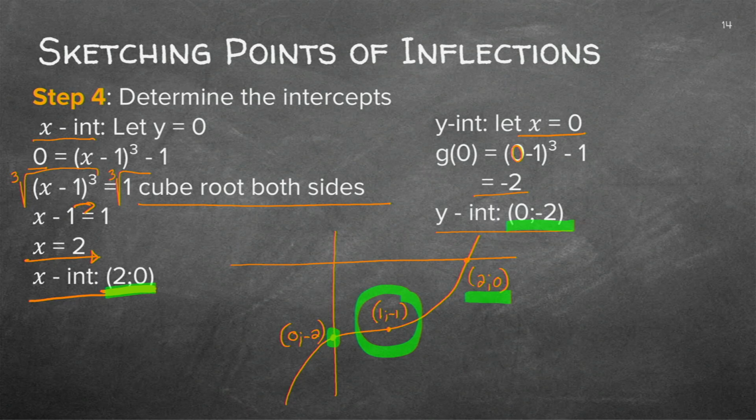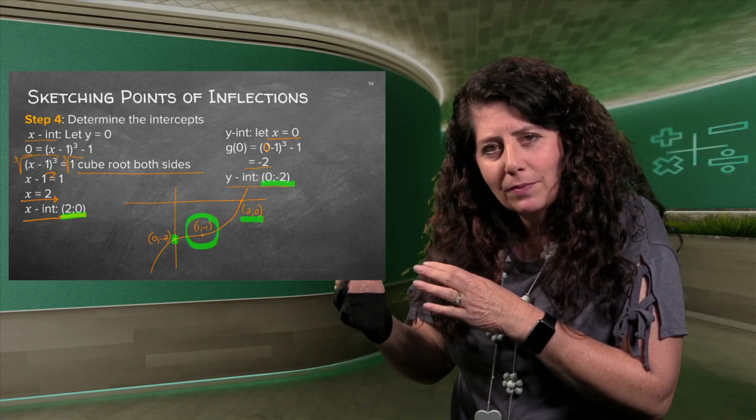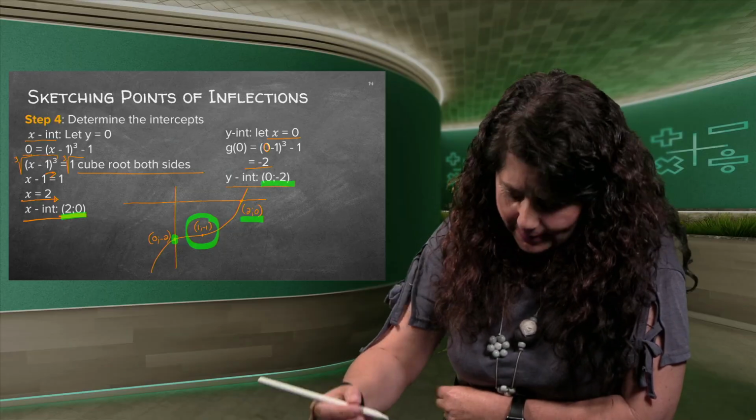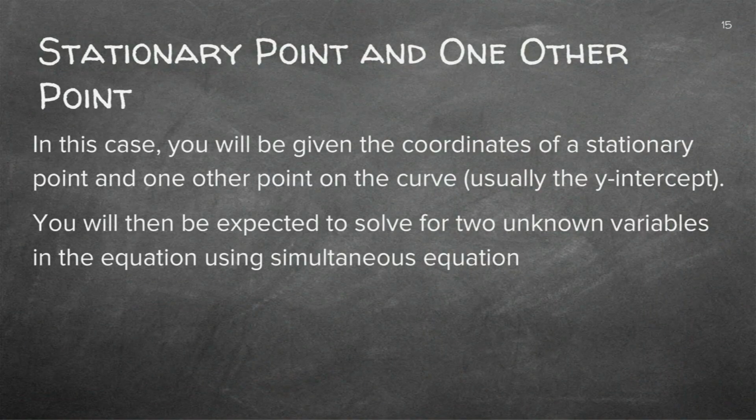I hope it makes sense. Just get all the information first before you draw your picture. It just makes it easier. So, stationary point and one other point. If they give you that, you need to sketch the graph.